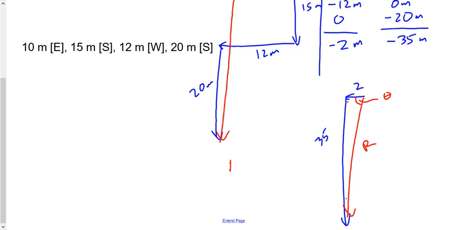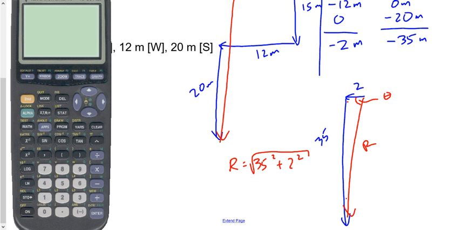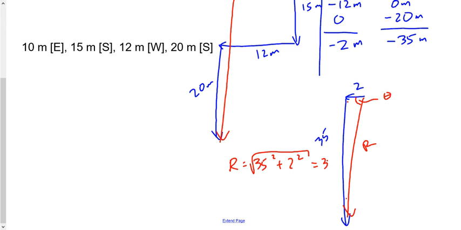We're going to find the value of R by doing the Pythagorean theorem. When we have numbers that are so much different, it's likely that we're going to get a number that's pretty close to the bigger number. So if we go 35 squared plus 2 squared, and then we square root that, we end up getting 35.06, right? Which rounded to 2 digits is still 35. So R is 35.